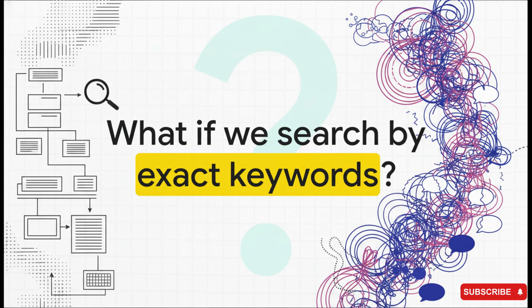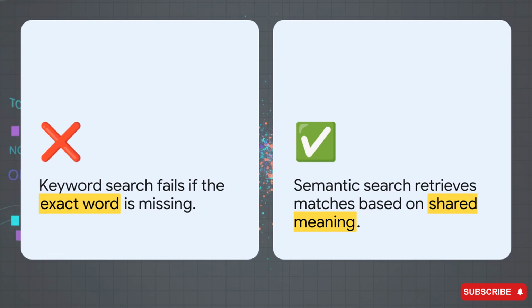But what happens when human language gets messy? This right here builds a massive advantage for data retrieval. Imagine an employee searches a company database for vacation policy, but the actual manual only says holiday guidelines. A traditional keyword search completely fails there, right? Because it's only looking for exact matches.